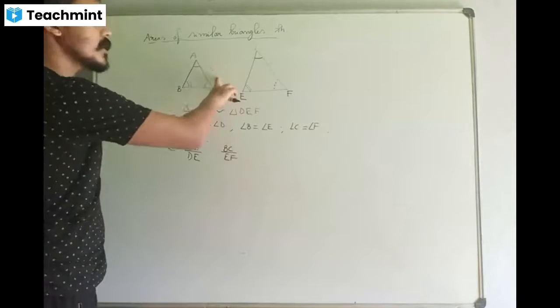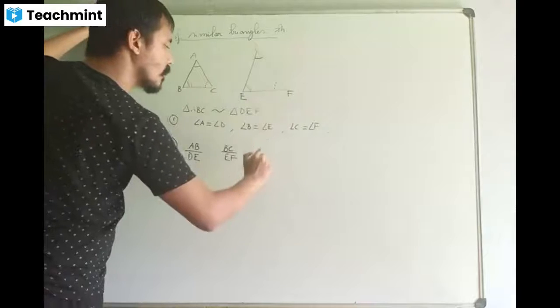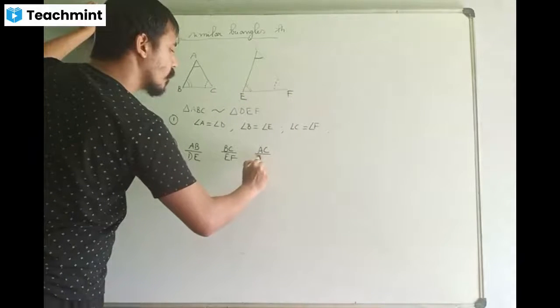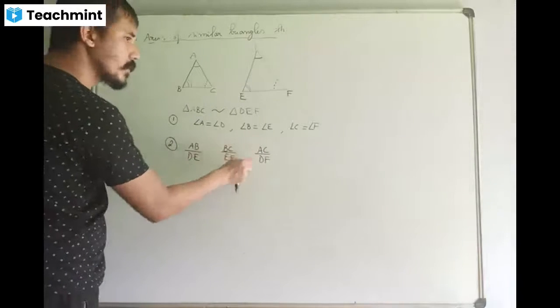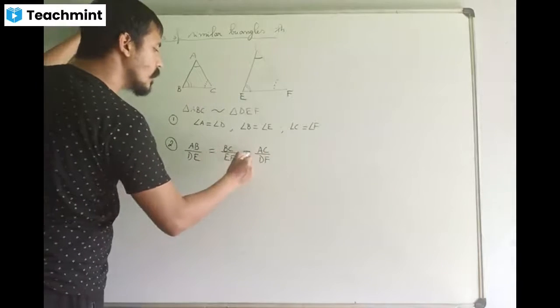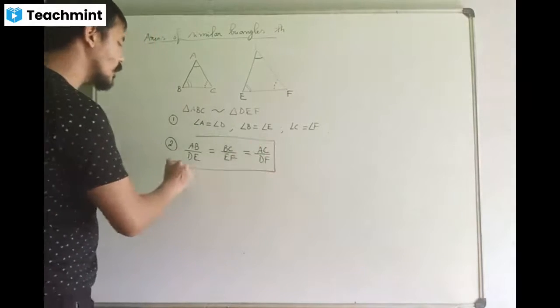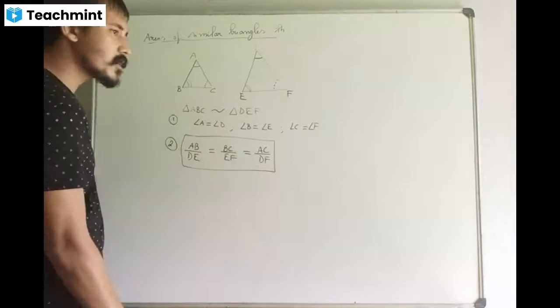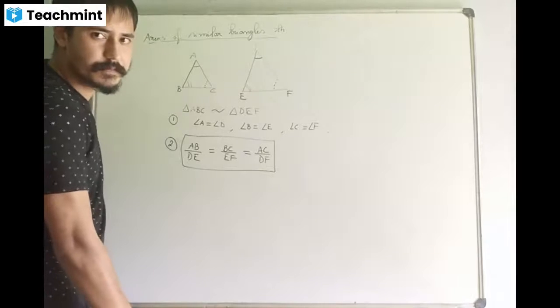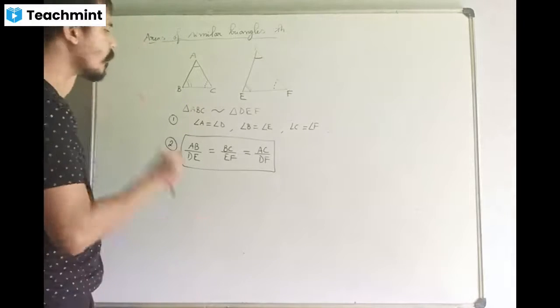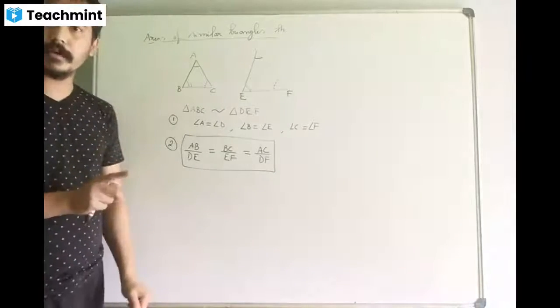Here the side AC corresponds to DF. So we also write the ratio of the two sides. Then the ratio of their corresponding sides will be equal. In other words, we also say that the ratio of their corresponding sides are in proportion. All right? So this is a very important concept to be remembered.